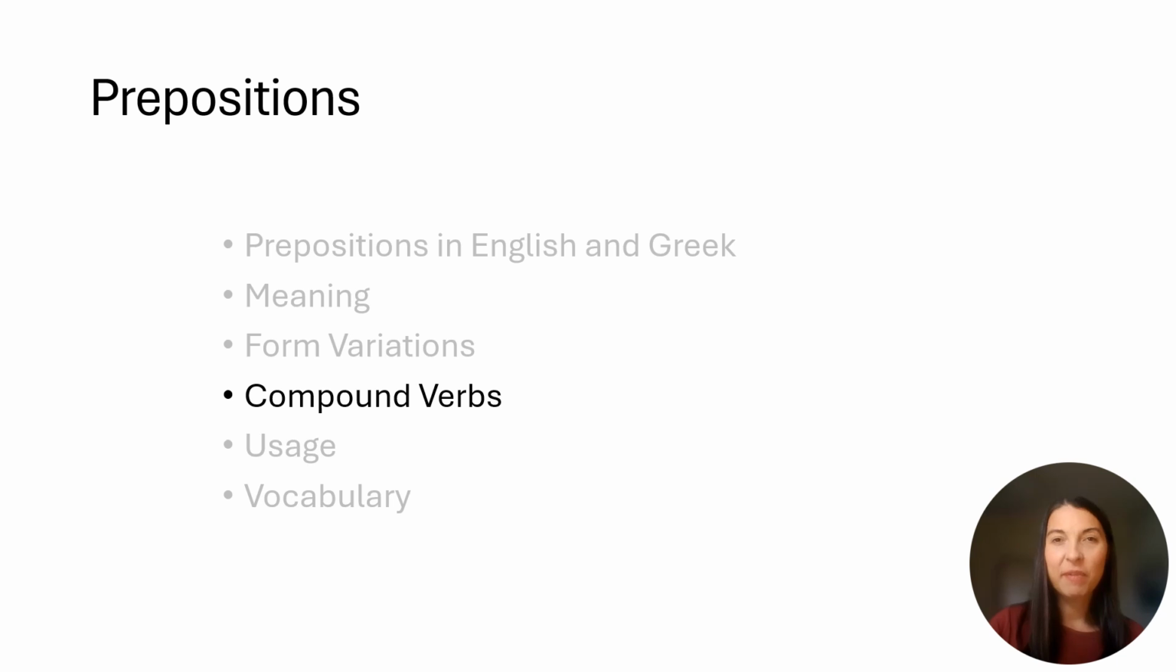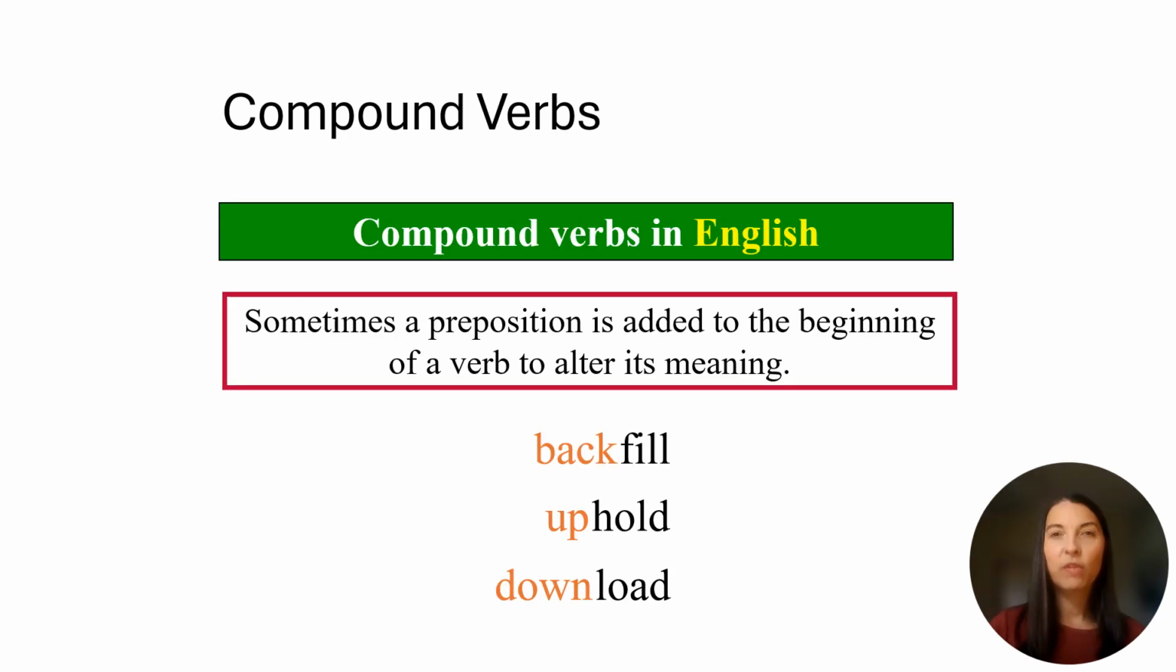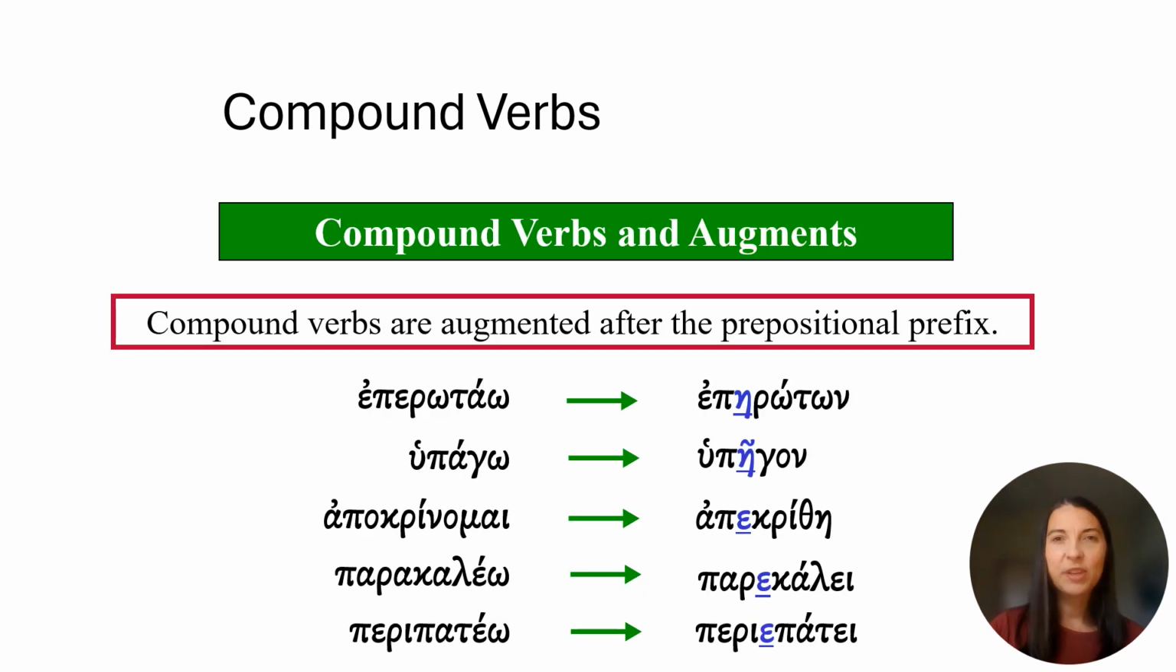Now let's take a look at some of the compound verbs. We're familiar with compound verbs in English. Sometimes a preposition gets added to the beginning of a verb and it changes the meaning of it. So fill, to change that with back, becomes backfill. Uphold has a little bit different sense than just hold. Download has a different sense than just load. And the same can be true in the Greek. Prepositions can be added to verbs. Here we see eperotau, ubago, apokrinome, parakaleo, peripateo.